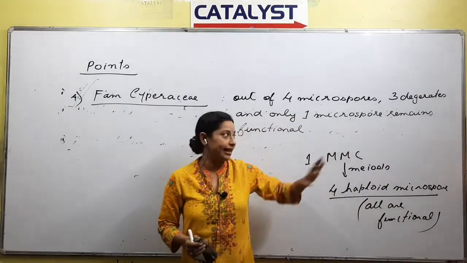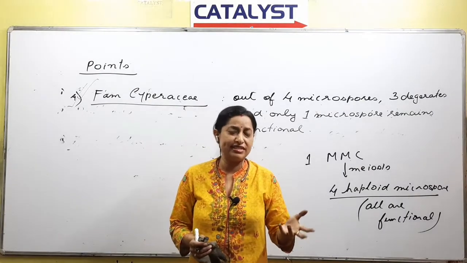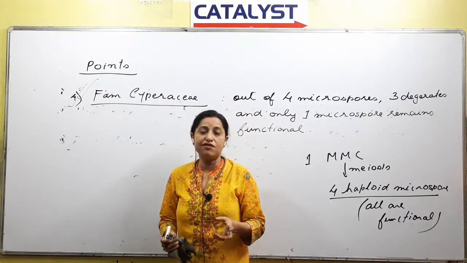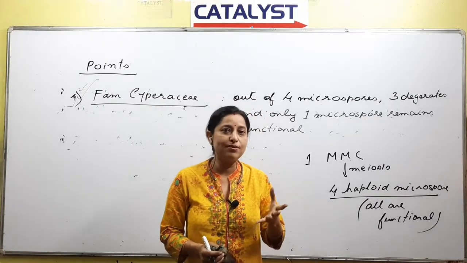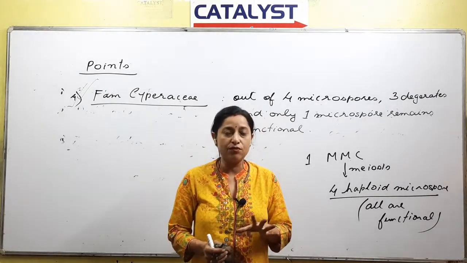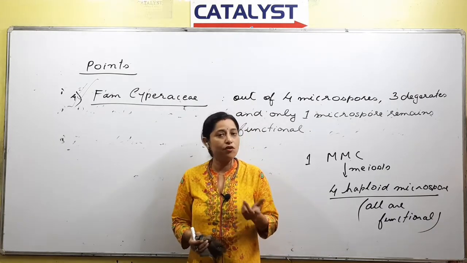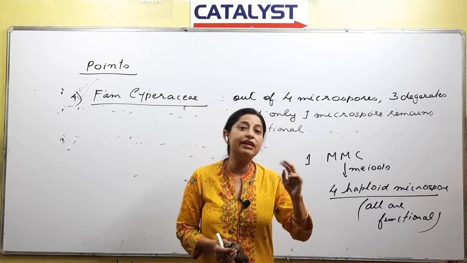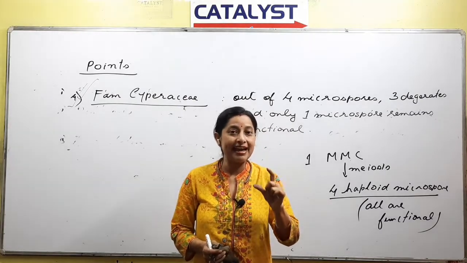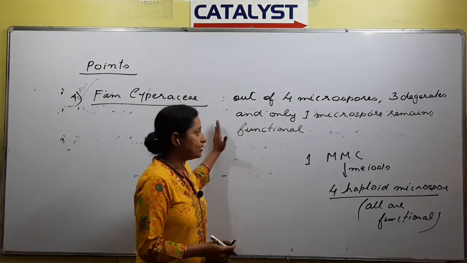Suppose you have read something about megaspore. If any student knows anything about the development of a megaspore: in the ovule there is a megaspore mother cell, and the megaspore mother cell forms megaspores. Obviously it forms 4, but out of those 4, 3 of them degenerate and only 1 remains functional. So similar is the case with Cyperaceae also.